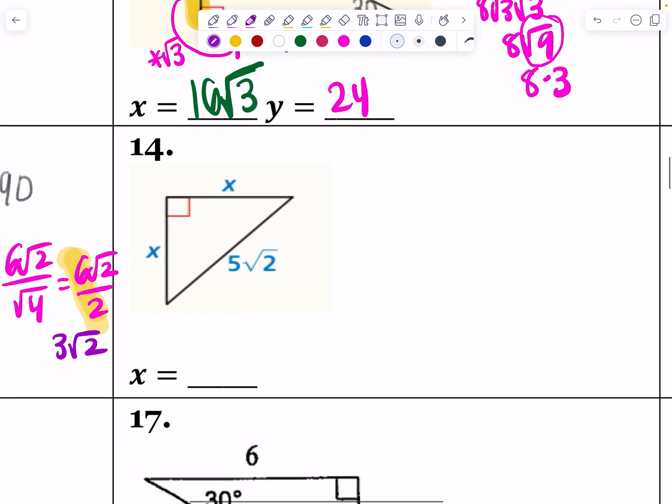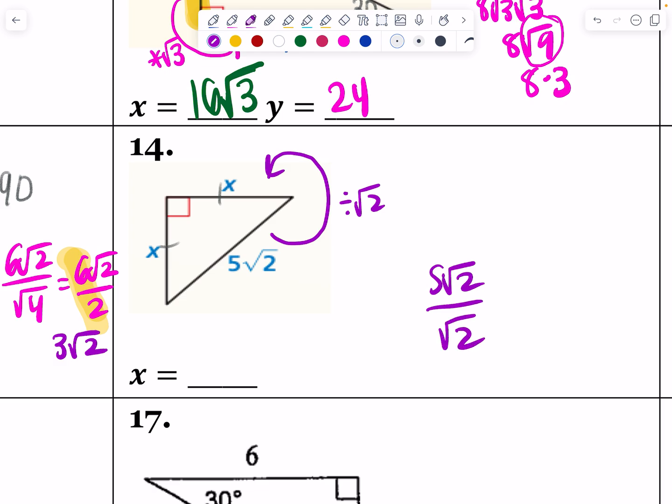All right, so this one is also a 45, 45, 90. So both of those legs should be congruent. So to go from the hypotenuse to a leg, we're going to divide by root 2. So let's see what happens on this one. I do have a radical in the denominator, but unlike the previous problem in number 13, I have a radical that I can cancel that out with. Those are both root 2's. So what are both my legs going to be? Both my legs are going to be 5. So x is going to be 5 for each of those.